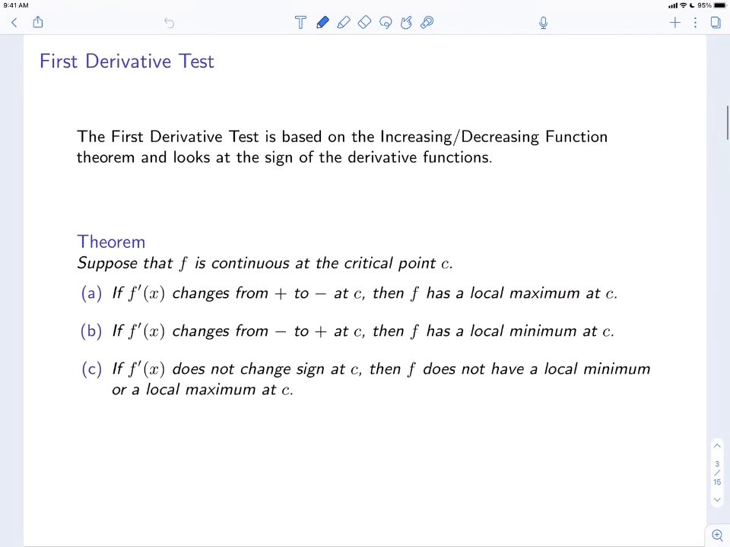Let's start with the first derivative test. The first derivative test is based on the increasing-decreasing function theorem and looks at the sign of the derivative function. So suppose that f is continuous at the critical point c. If f prime at x changes from positive to negative at c, then f has a local maximum value at c. If f prime at x changes from negative to positive at c, then f has a local minimum value at c. If f prime at x does not change sign at c, then f does not have a local minimum or a local maximum there.